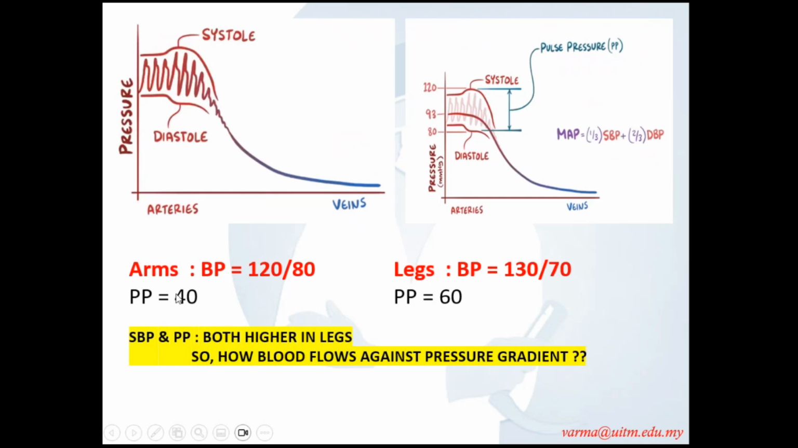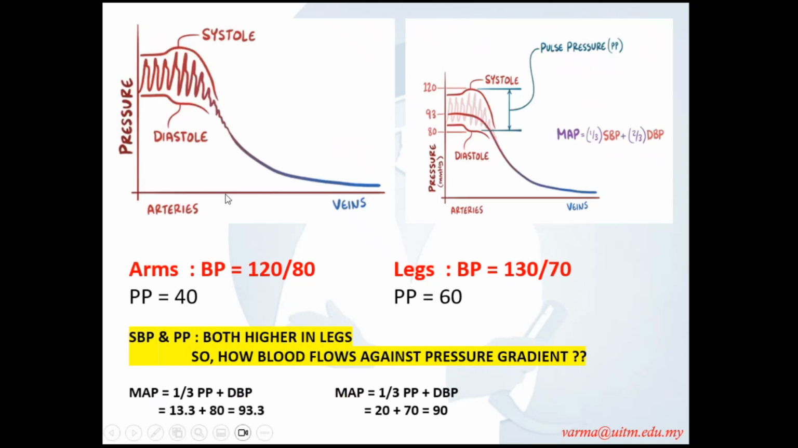Because systolic pressure and also pulse pressure are all higher in the lower limb system compared to the upper. But how can the blood flow against a pressure gradient? As I mentioned earlier, what makes the blood flow in a system is the MAP, mean arterial pressure. Flow depends on mean arterial pressure. That's why we're always interested in mean arterial pressure. We don't care much about systolic or diastolic. So you calculate your MAP.